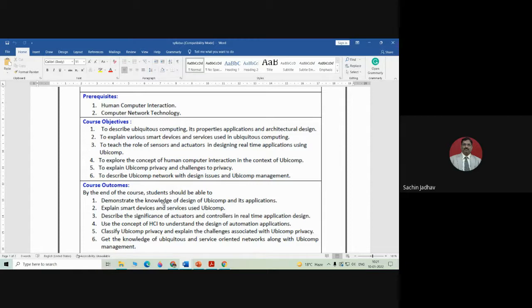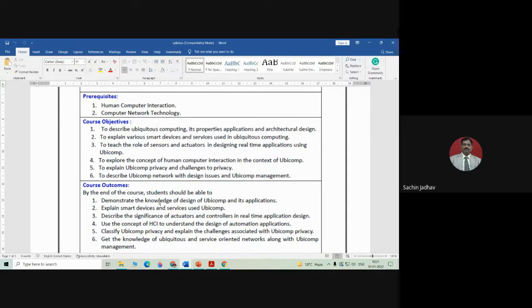Through the group, you have to suggest one application: what kind of network is used, what kind of components like sensors, tags, or actuators you are using, and what the design is. How exactly does it work, and what are the applications of that particular Ubicom system? That design you have to represent as a digital poster, as an outcome of this course. After the first three units, we will take up our enjoyable learning activity, and accordingly you will present your model, a digital poster presentation on any Ubicom system.